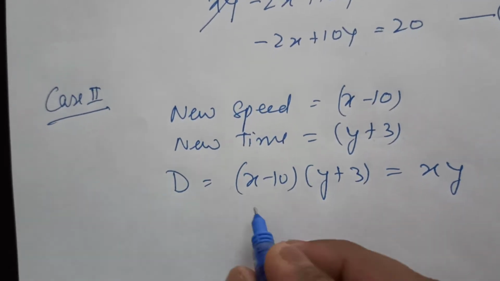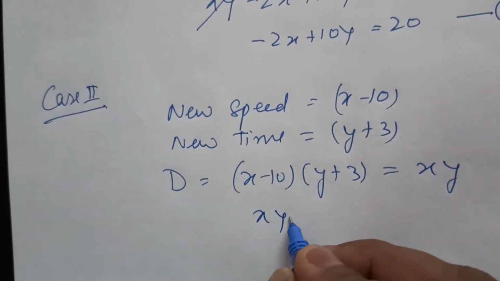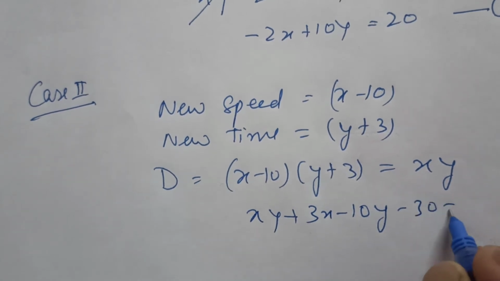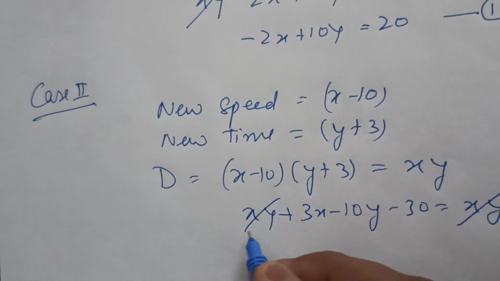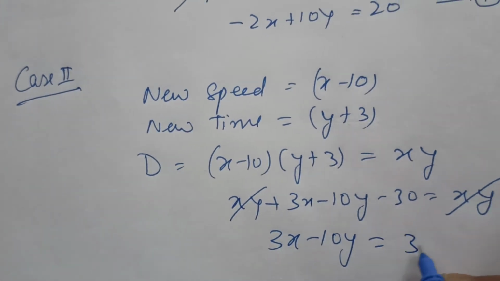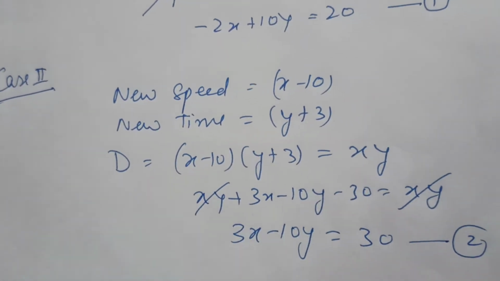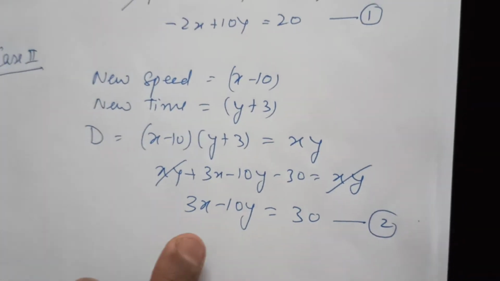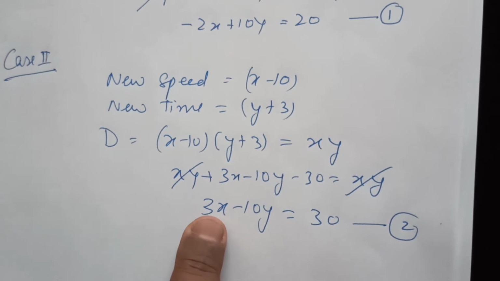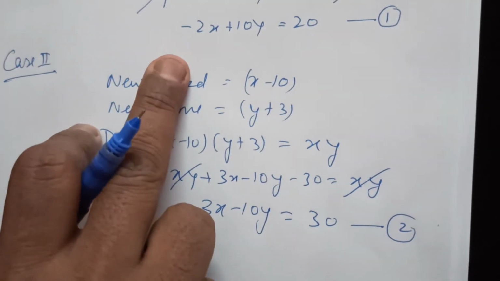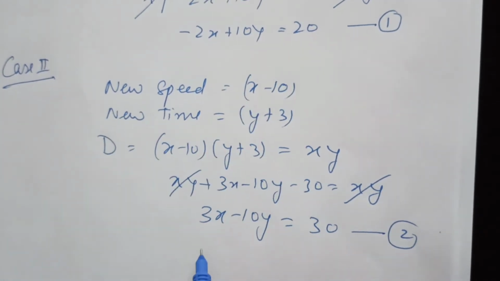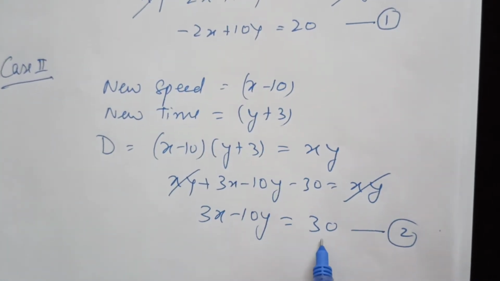into y. If you open this bracket again, xy plus 3x minus 10y minus 30 is equal to x into y. This gets cancelled, so we get 3x minus 10y is equal to 30. This is our second equation. Now let us solve the first and the second equation. Please see here again, the first equation was minus 2x plus 10y is equal to 20 and the second is 3x minus 10y is equal to 30.